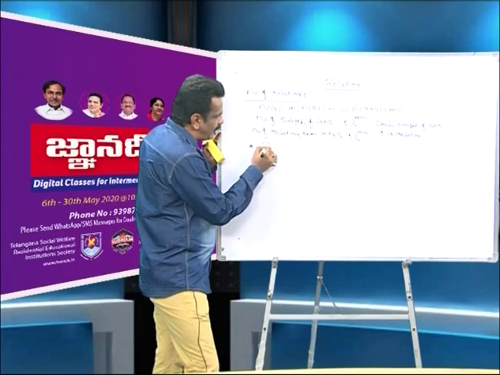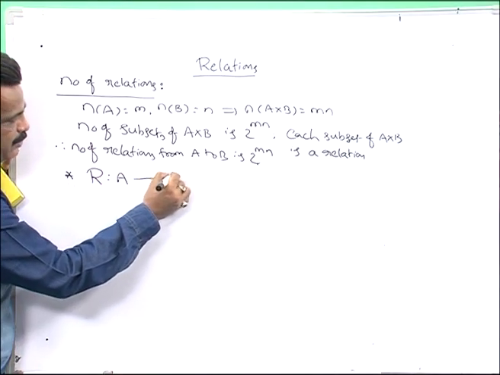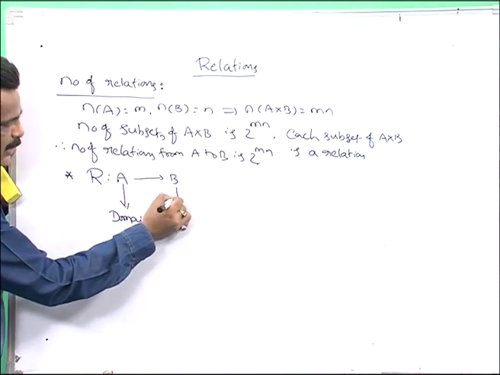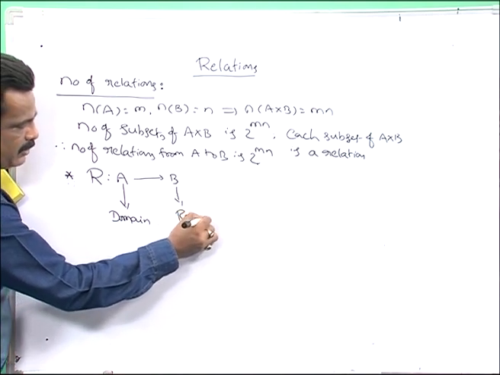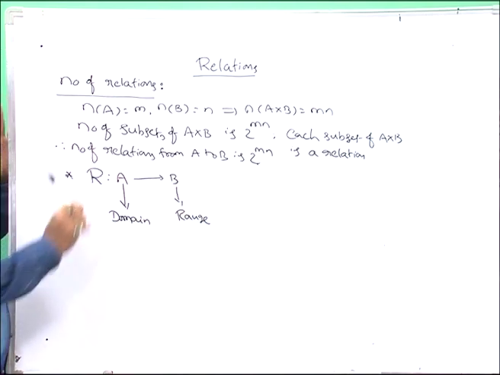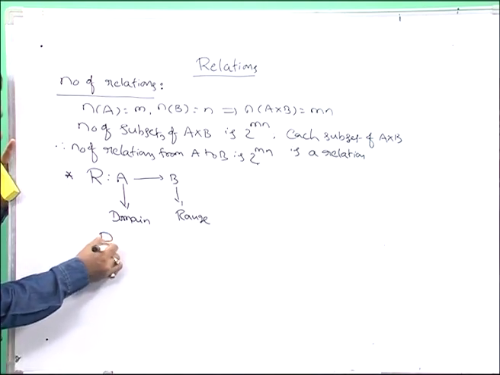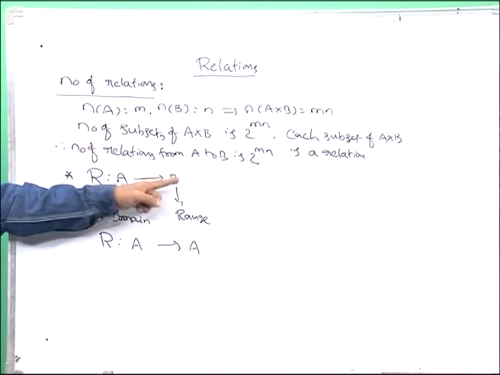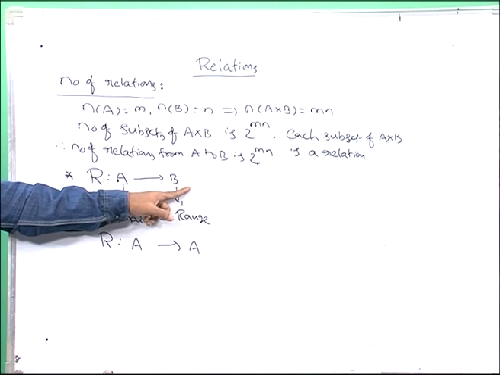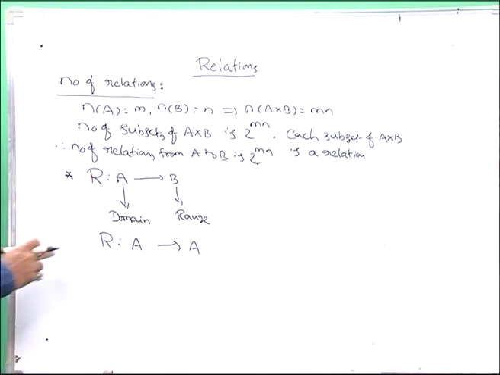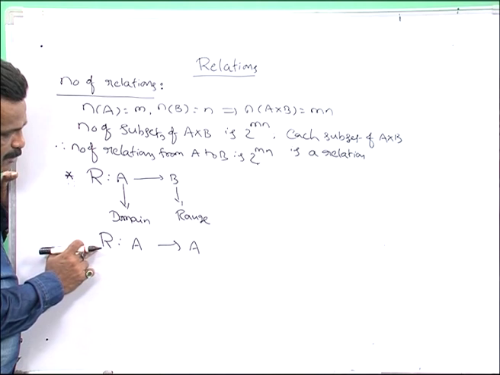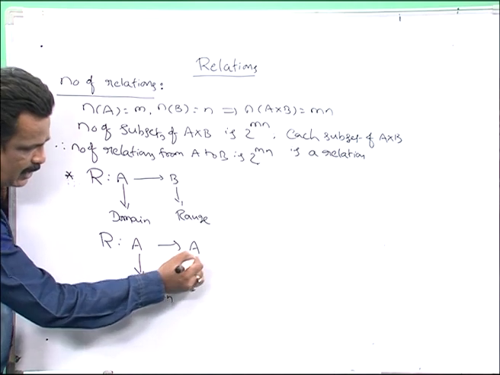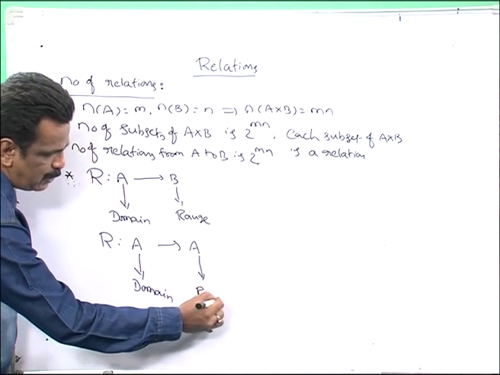And here in the relation R from A to B, what about this? A we call the domain of the relation, and B we call the range of the relation. We can take R from A to A only also, because A and B are two non-empty sets. It doesn't mean that A and B must be different, they may sometimes be the same. So if B equal to A happens, R comes A to A only, in that case A is the domain, and A itself is the range also.